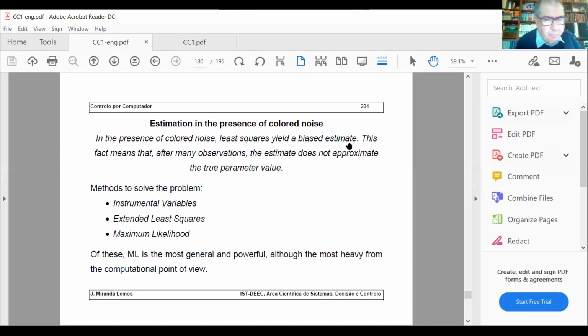So good morning. Let's start lecture number 11 of the course on computer control. And this lecture is about parameter estimation in the presence of colored noise.